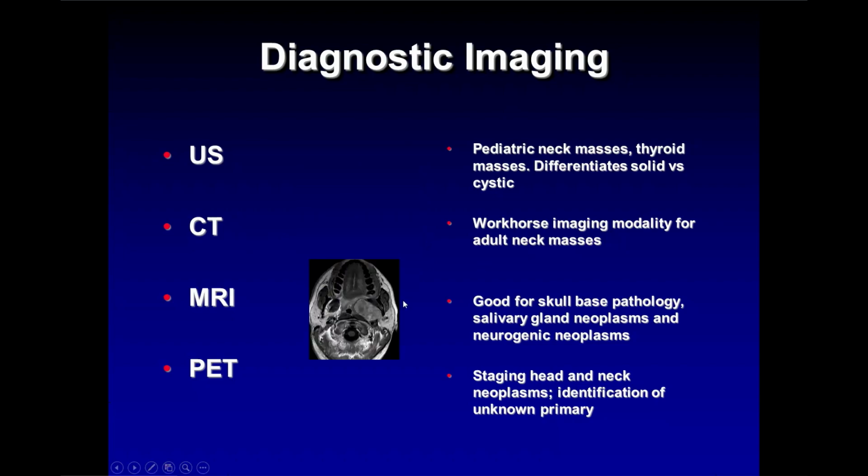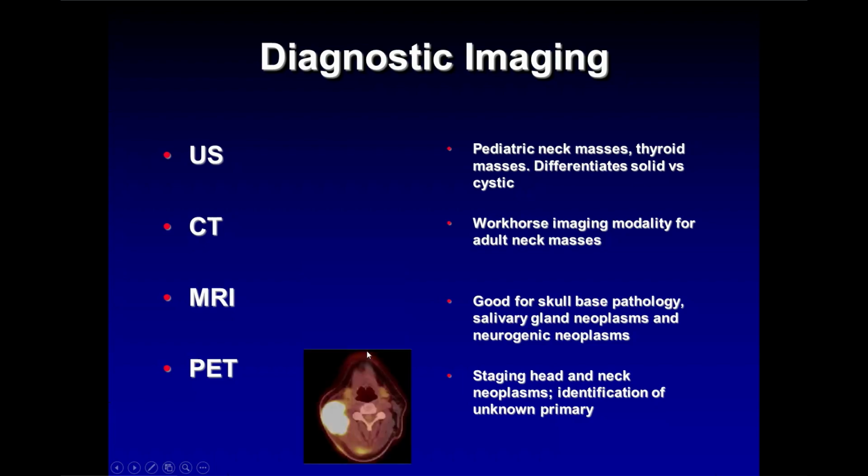The MRI is also very good. It tends to be better for skull-based pathology, salivary gland neoplasms, and neurogenic neoplasms. And so this depicts a deep lobe parotid tumor. Right here is the parotid gland, and you see the tumor itself emanating from the deep lobe of it. So it's really good for that pathology as well. PET scans, once you get a diagnosis of a malignancy, are key for staging head and neck neoplasms, as well as if you have a neck node that you've diagnosed squamous cell carcinoma with, identifying an unknown primary is really useful to get a PET scan to help with that.